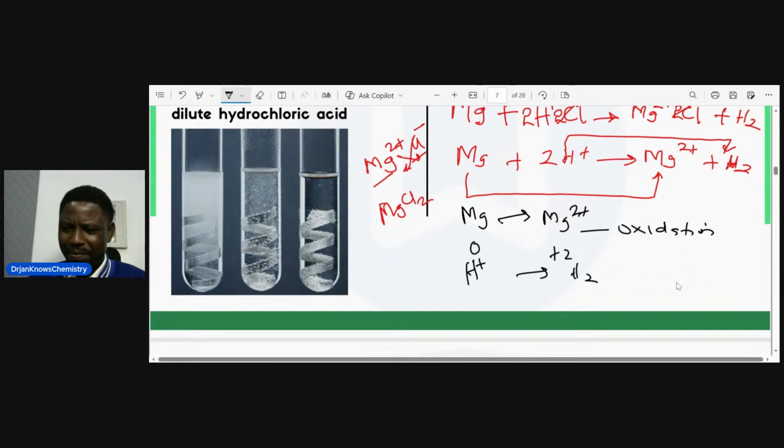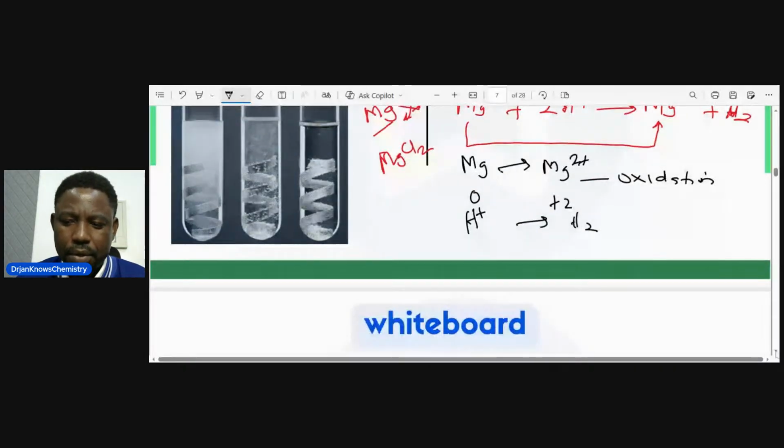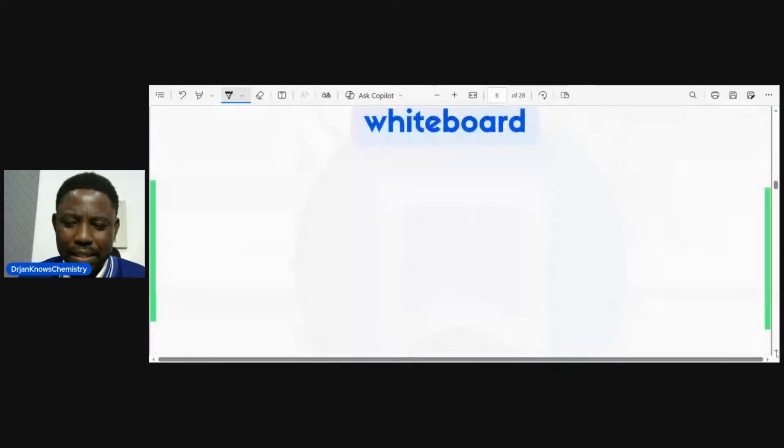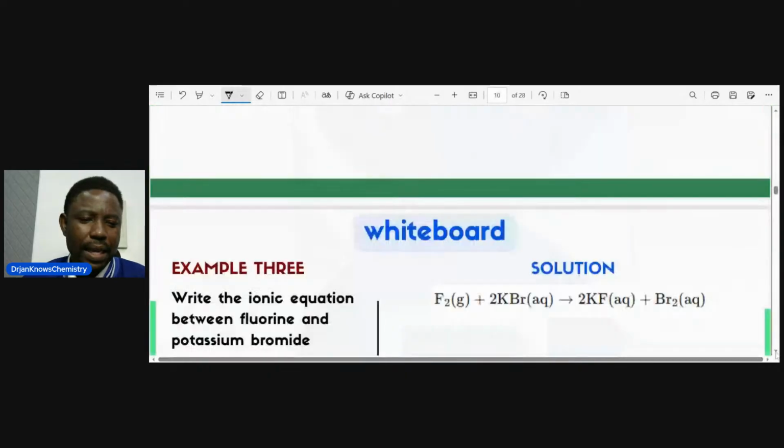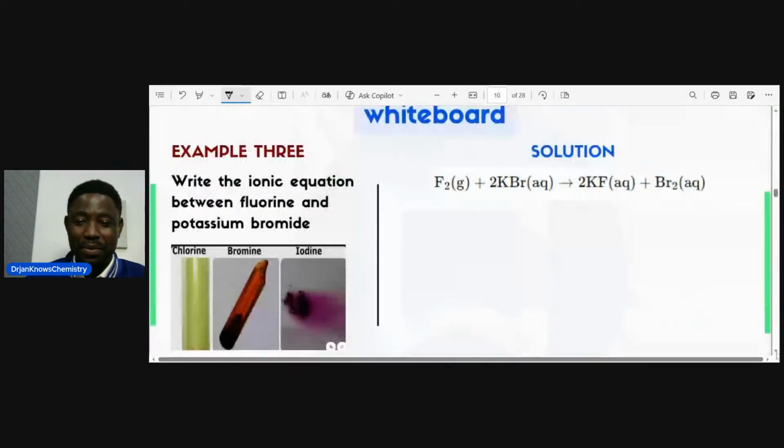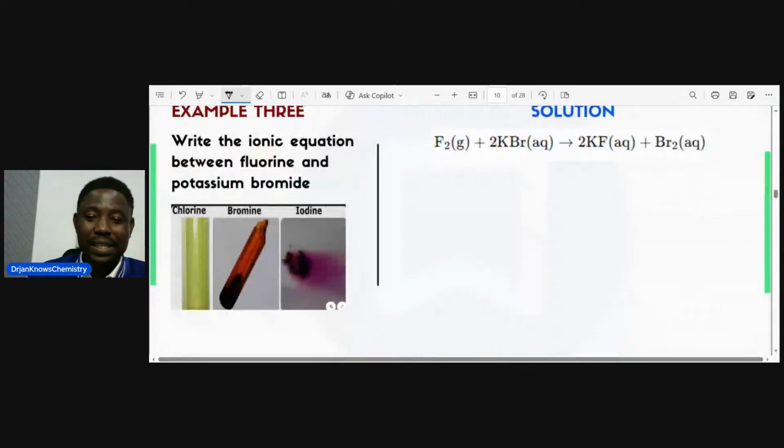Let's see the third example. I want you to try this first before I put the answer there for you. I want you to see the next one. Let me see whether it's difficult. So write the ionic equation between fluorine and potassium bromide. We have written the equation actually. It's just to now learn how to split it. So I want you to try. Just try as you're working that way. I'm waiting for you. Let's see how you're going to write the ionic equation. Within just 1 minute, it should be done.